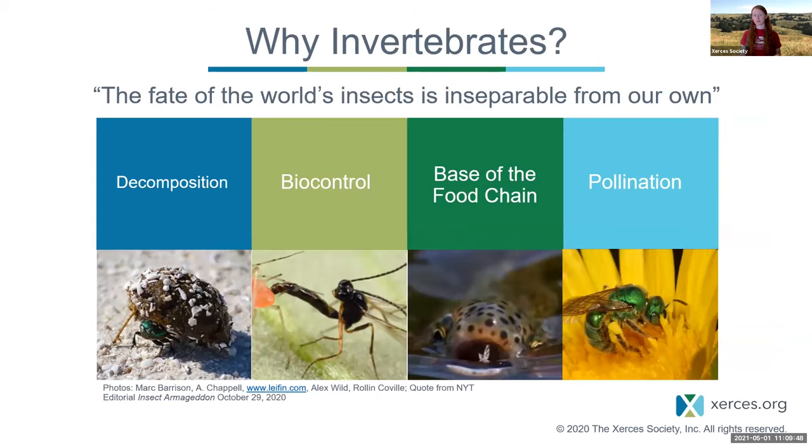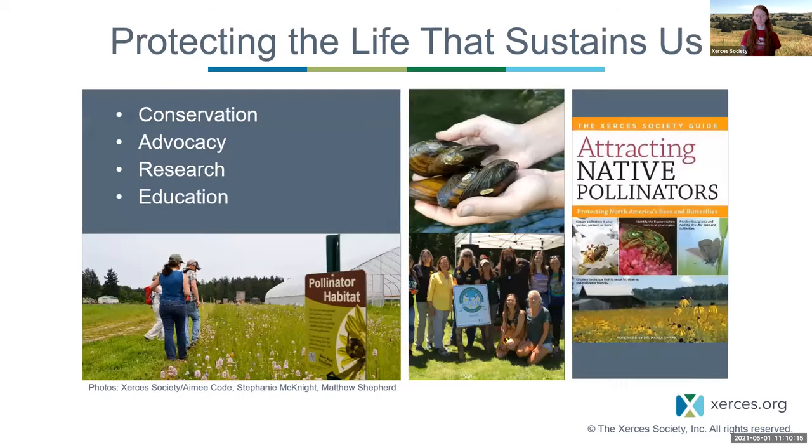And the reason that we choose to work with invertebrates is because they play a very large role in the way that our ecosystem functions, right? They're helping out with decomposition. They're helping out with biocontrol. They are the base of the food chain. They help with pollination and water filtration. And so if we think about what the world would be like without invertebrates, it would be very, very different from what we know it as today.